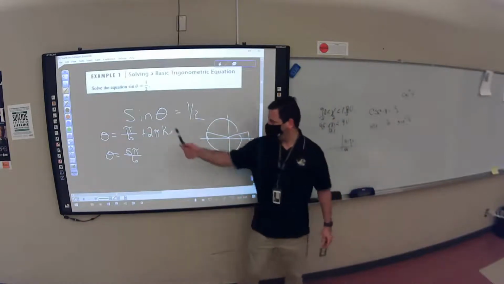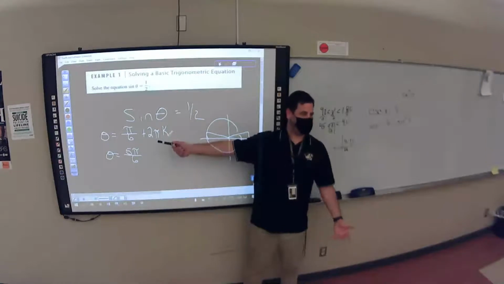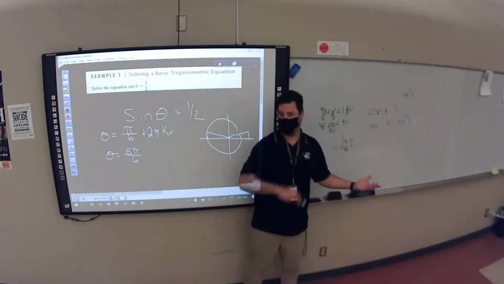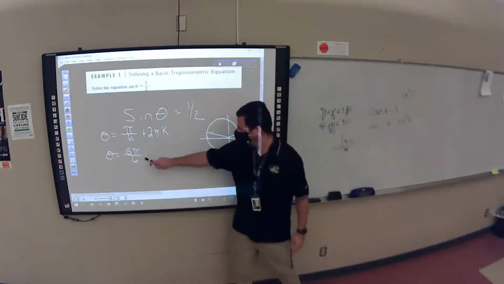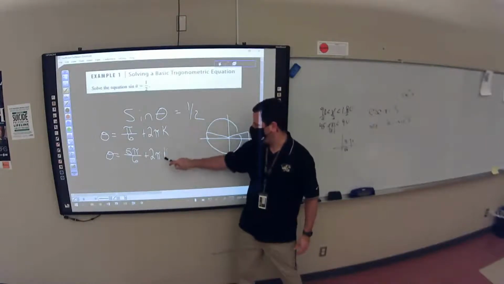And so that's why we look at this answer, but then we just add 2 pi to it. How many times do we add 2 pi to it? It's infinite. We can just keep going an infinite number of times. And so what do we need to do with this bottom one? We'll do the same thing. Plus 2 pi k.